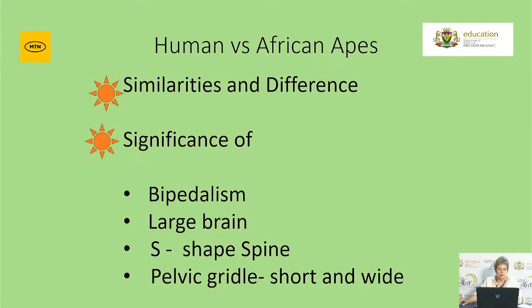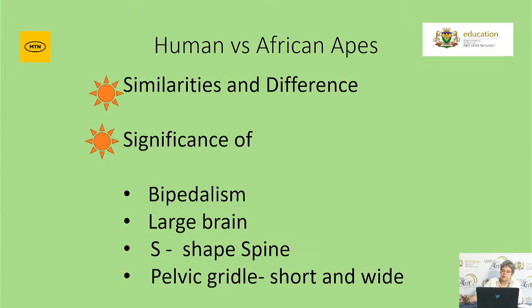The last thing that I want to emphasize is humans versus the African apes, similarities and differences. Look at the similarities and differences. But also, in the differences, look at what is the significance of bipedalism, the large brain, the C-shaped spine, the pelvic girdle, which now is short and wide. So in bipedalism, you can walk upright, can see further, you can spot predators, hands are free to use tools or to protect or whatever.